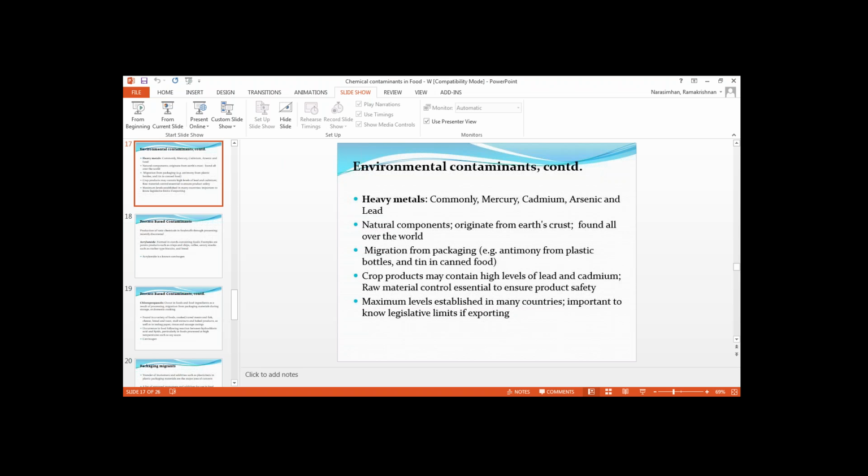Maximum levels for heavy metal contamination have been established in many countries. So it's important for us to know the legislative limits when you try to export your products, actually. Each metal has a specific limit, which is again food type dependent, and a lot of information is available in the literature about the after effects of consuming heavy metal contaminated foods and all that.